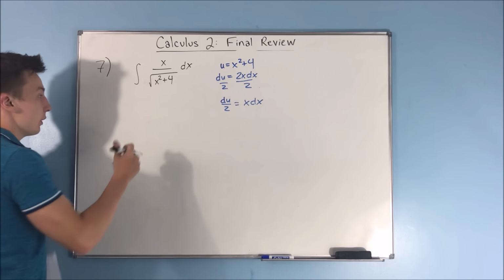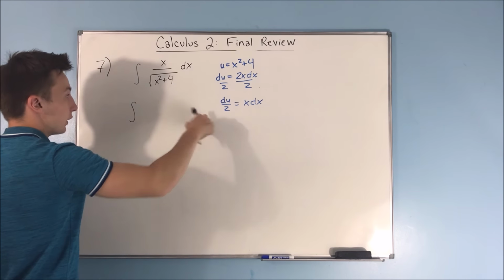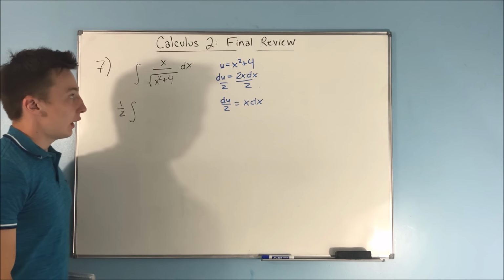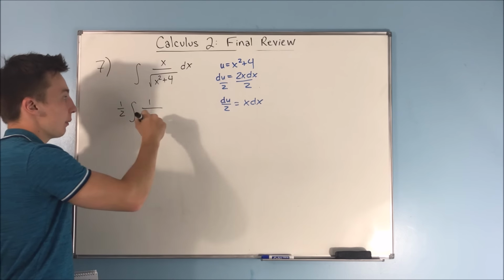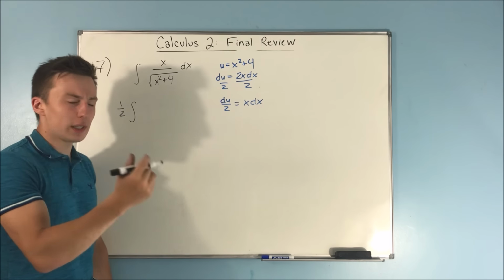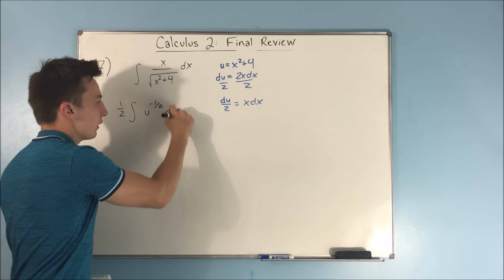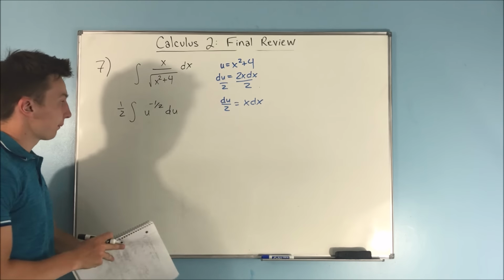Now, what we can do here, I guess we'll keep going, that x dx gets canceled out with the du over 2, so we'll have a 1/2 out here, and we'll have a 1 over rad x squared plus 4, which is just going to be rad u. We can rewrite that since it's 1 over rad u, we'll write that as u to the negative 1/2. And of course we'll have that du here. We already took care of that over 2 by putting it outside the integral.